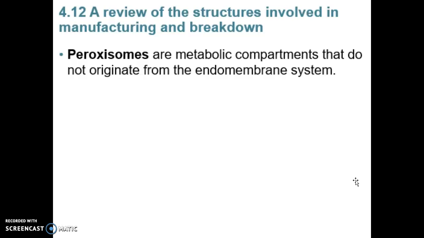One more structure that is involved in the breakdown or manufacturing of molecules, one more organelle, is the peroxisome. Okay. The peroxisome is listed separately here because it did not originate from the endomembrane system.